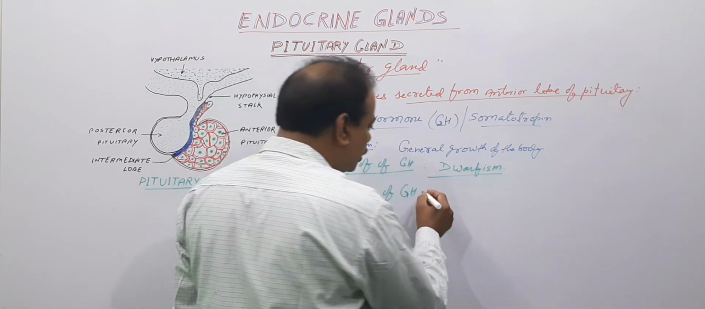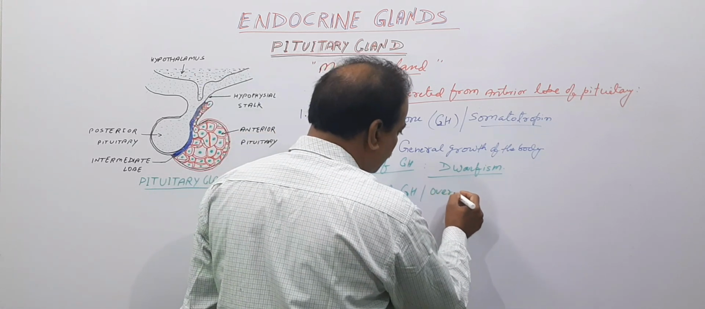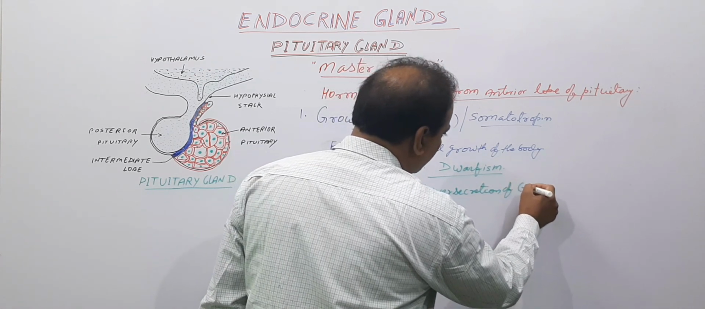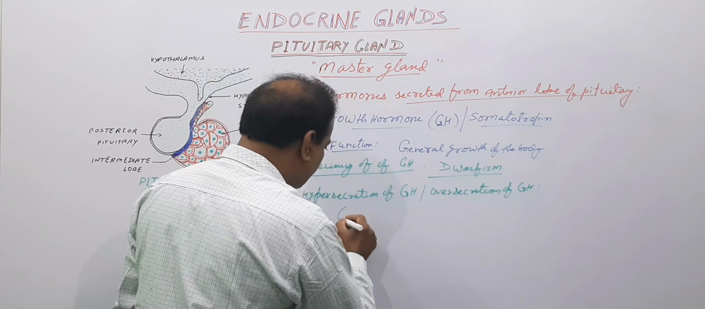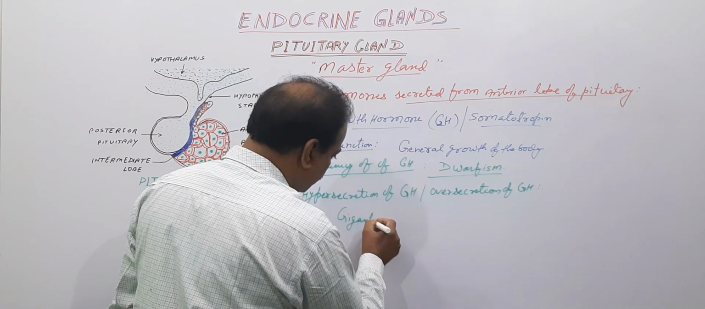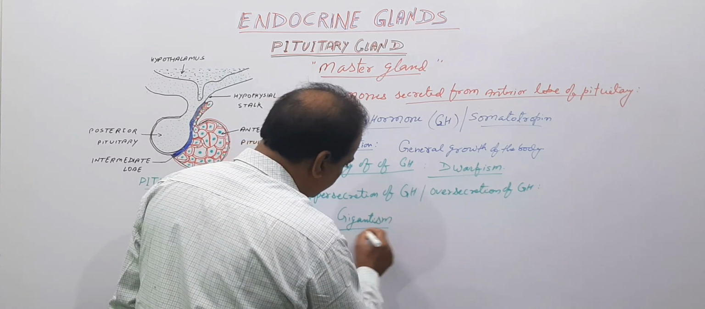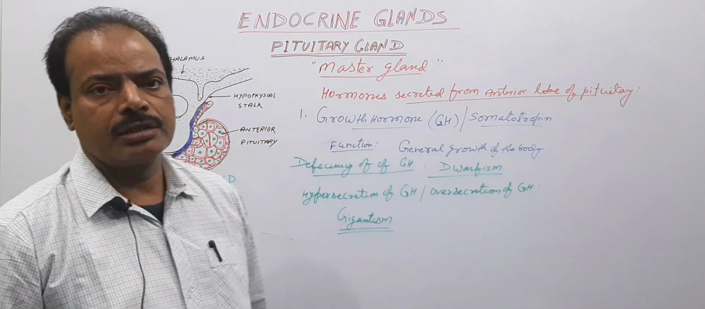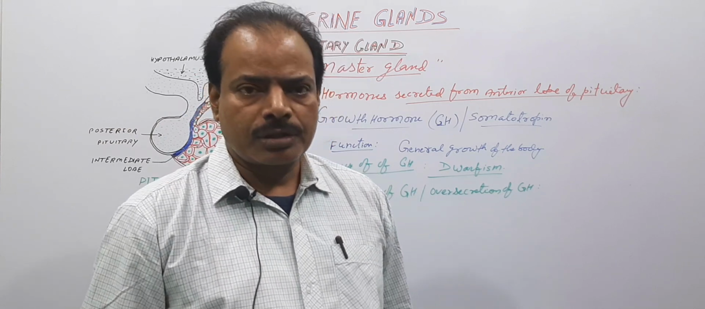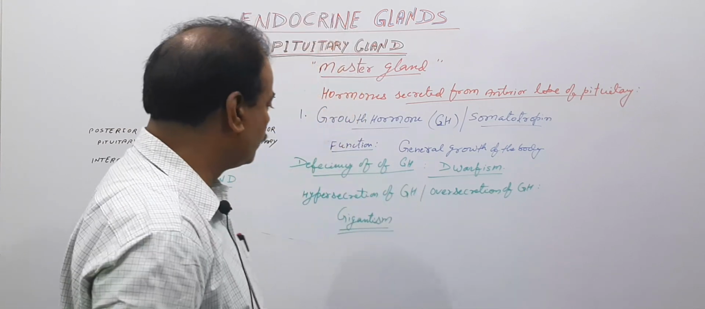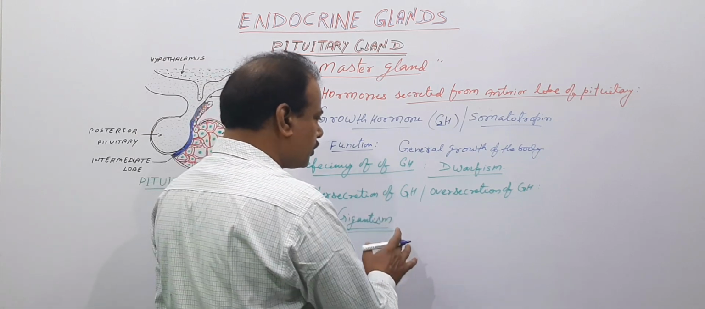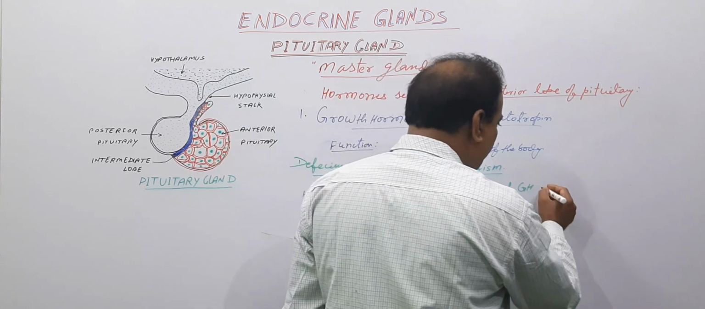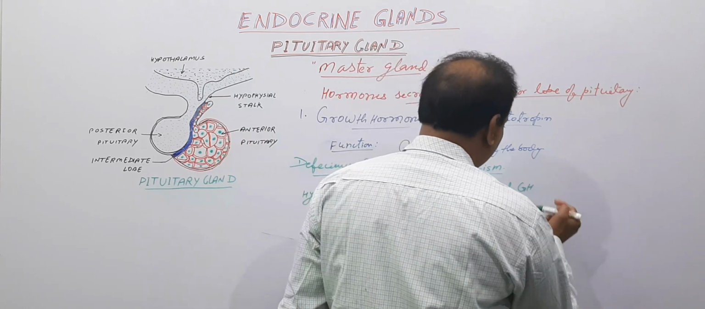Hypersecretion of GH, which is also known as oversecretion of GH, causes gigantism. It is a condition in which a person's height becomes about 2.7 meters. So gigantism is caused when hypersecretion or oversecretion of GH takes place in childhood.